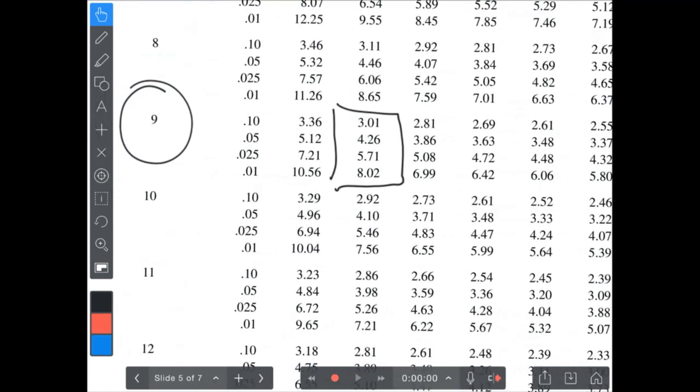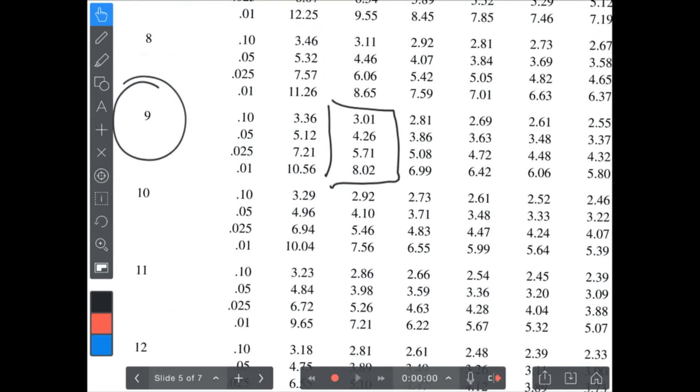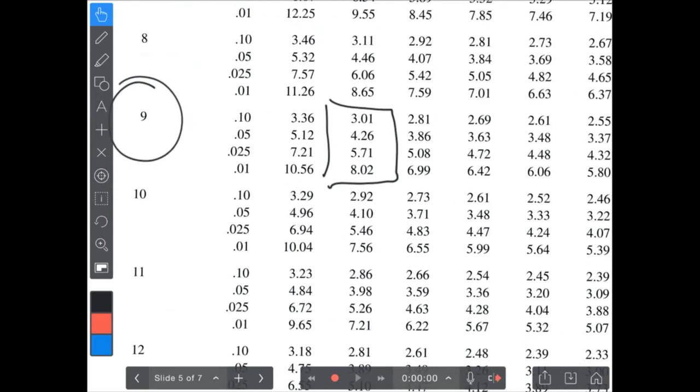It's in this group. So how do I know which value to pick? It depends on the area in the tail. The area in the tail is actually given to us right here. And because the area in the tail is 0.05, my critical value is 4.26.